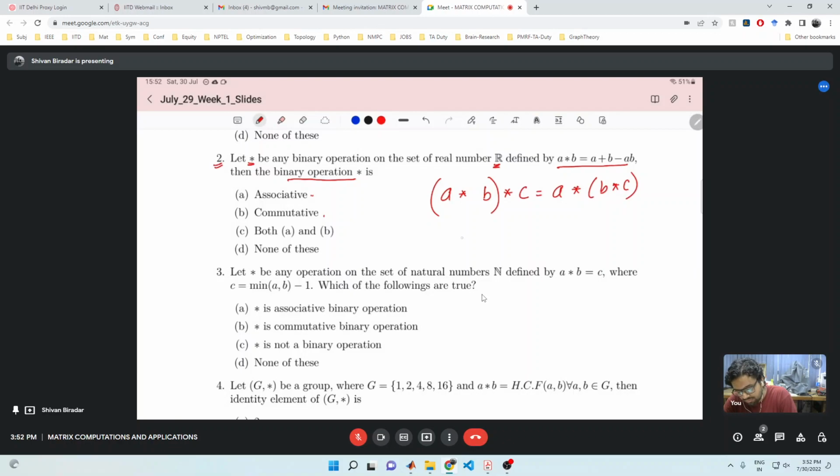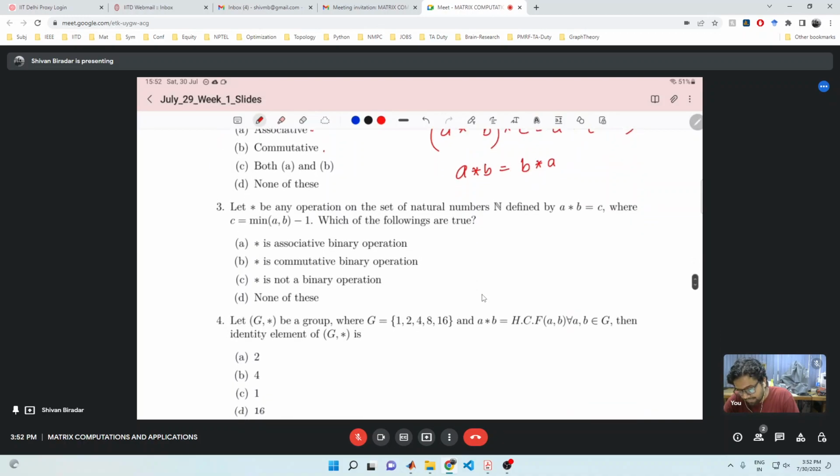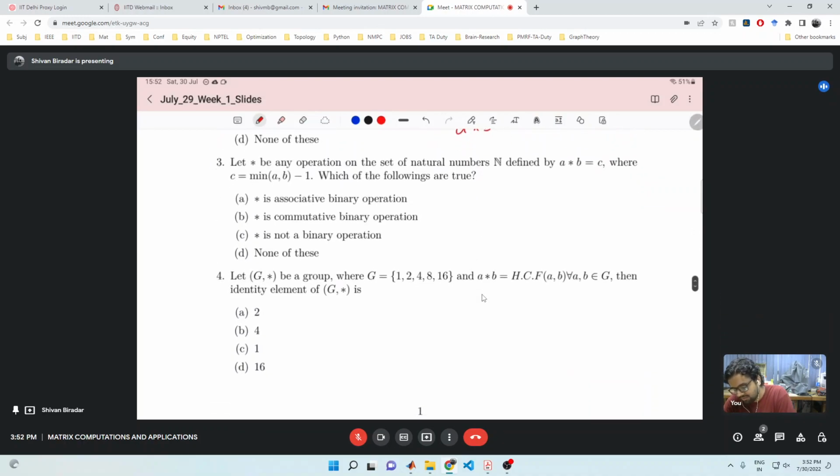And what is commutative? A star B, is this equal to B star A? If these are equal, then we say that it's commutative. The same thing is for this question. You can do it on your own.